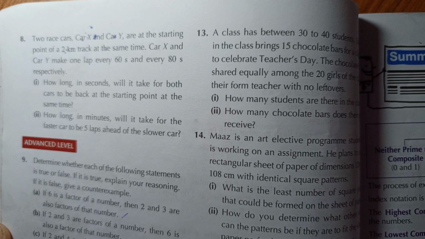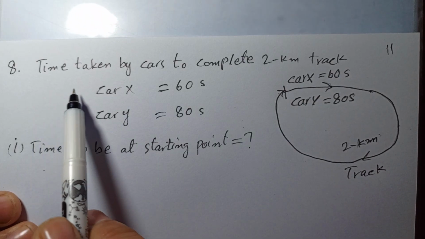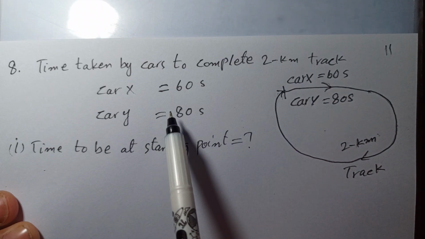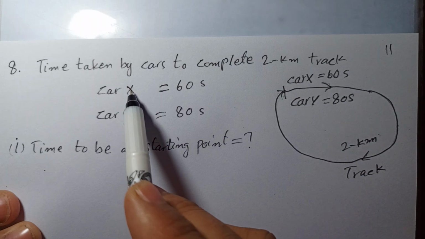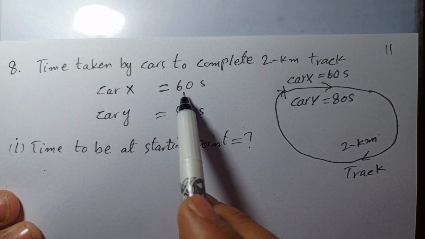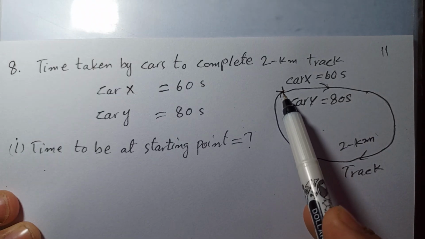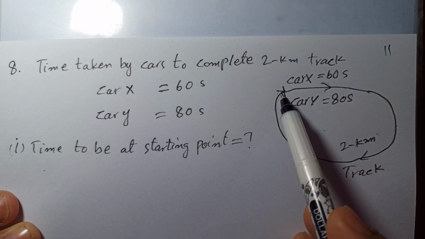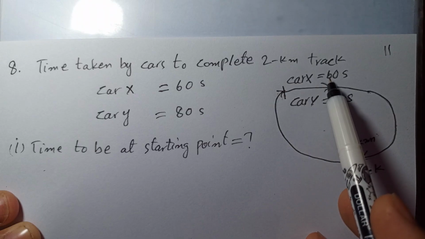Now let us solve this diagrammatically. Dear student, let us understand this by a simple diagram. These are the times taken by the cars to complete the 2 kilometer track. Car X needs 60 seconds to complete one round. Car X starts from here, moves around this round track, and comes back here after 60 seconds.